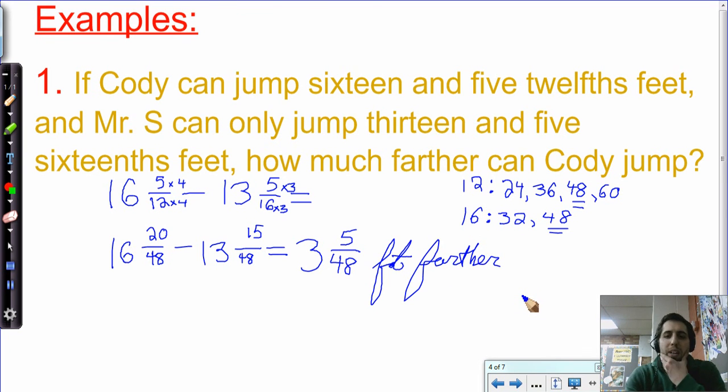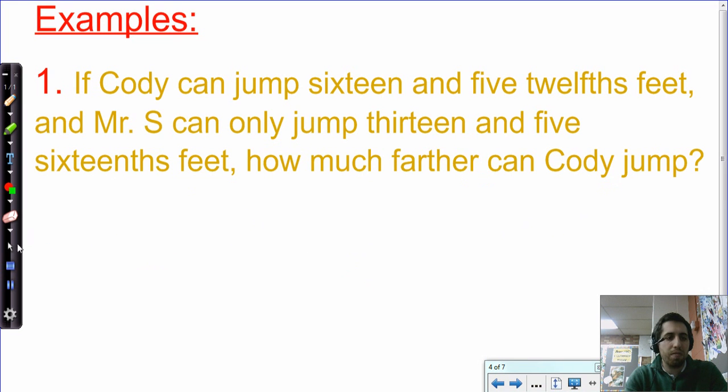So that's our first one. Make sure you include that work. We're going to talk about other ways soon. We're going to talk about other ways to find like denominators, but for now, just listing multiples will work. Let's look at the next.